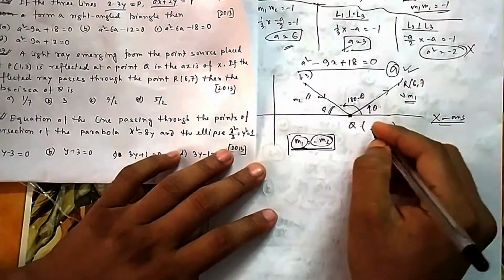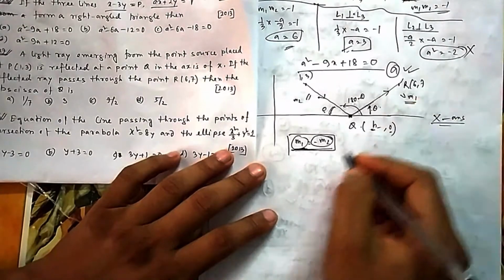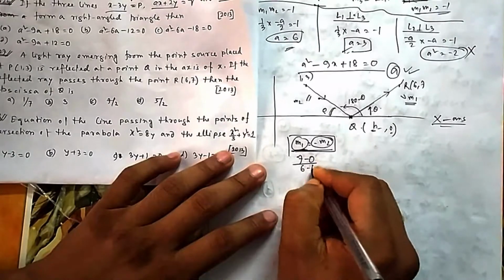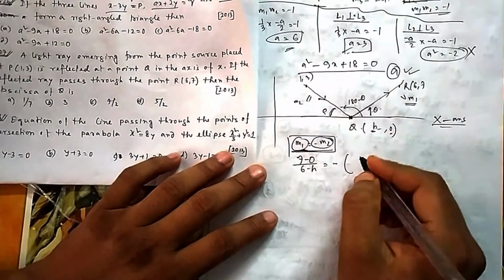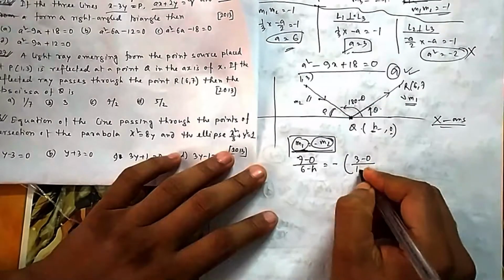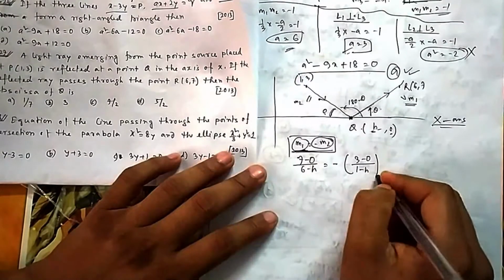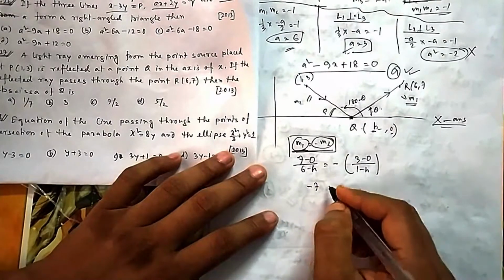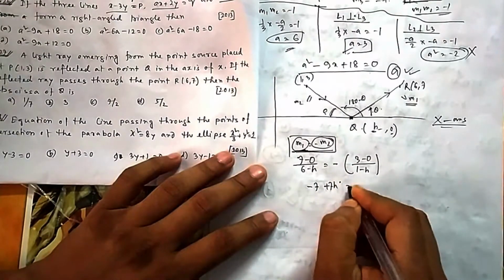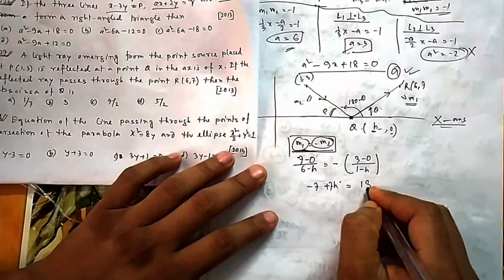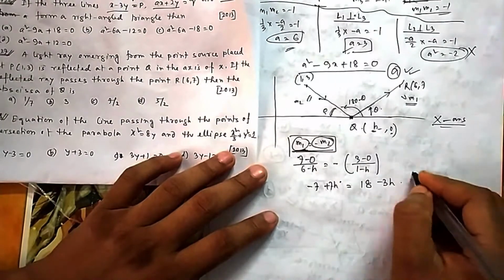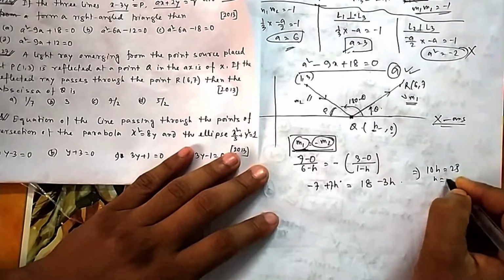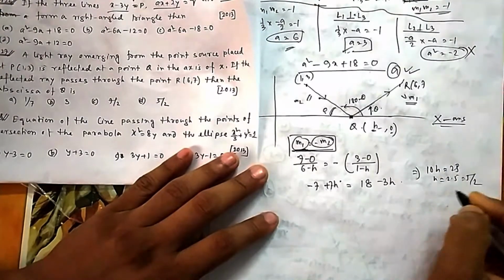So what is the slope of this line? Suppose this point is h. So you can calculate the slope. Suppose it is m1, so it is h minus 0 by 6 minus h, and it is minus m2, which is 3 minus 0 by 1 minus h, because it is 1. So you can solve it from here. It will be minus 7 plus 7h equal to 18 minus 3h, which will give you 10h equal to 25, or h equal to 2.5, that is 5 by 2, which is your option D.